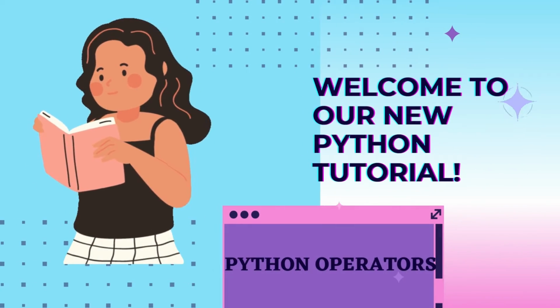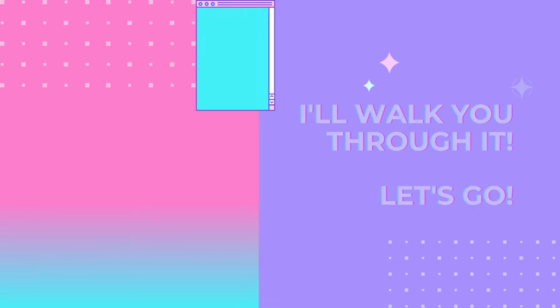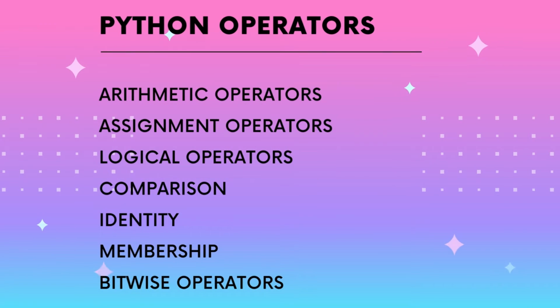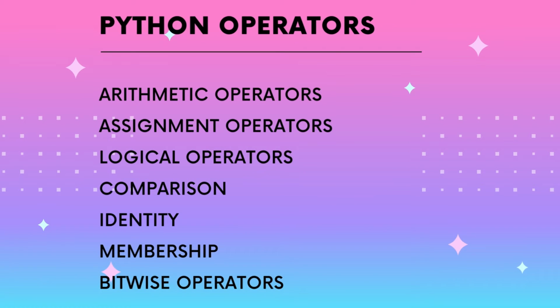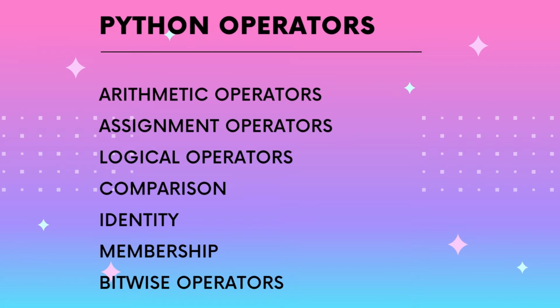So we are going to be talking about Python operators. Python operators are used to perform operations on variables and values in general. Here are the Python operators that we're going to talk about today. We have a total of 8 operators in Python: the arithmetic operators, the assignment operators, the logical operators, the comparison operators, and the identity, membership, and bitwise operators. We're going to start with the arithmetic operators, and I'm going to be showing you in Jupyter Notebook. So let's get to it.